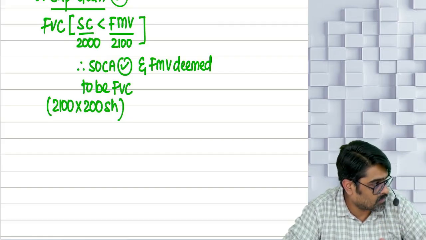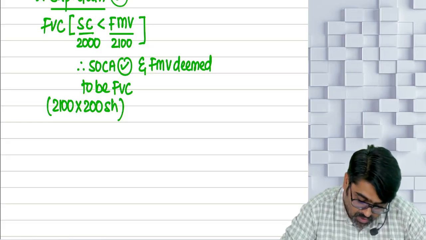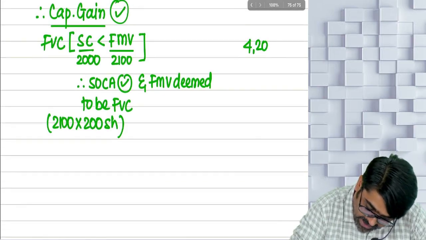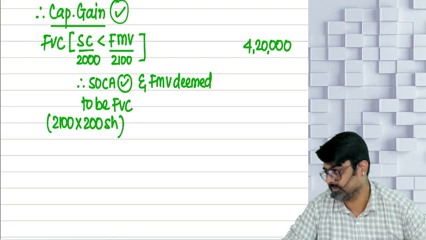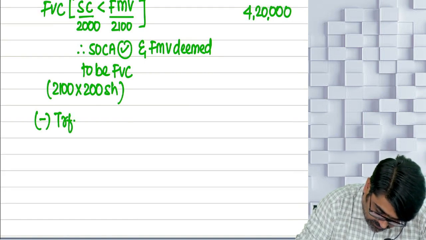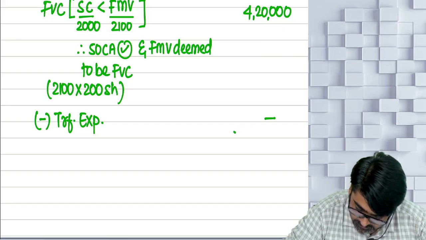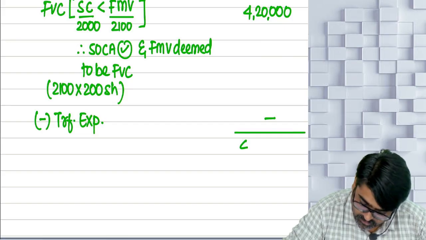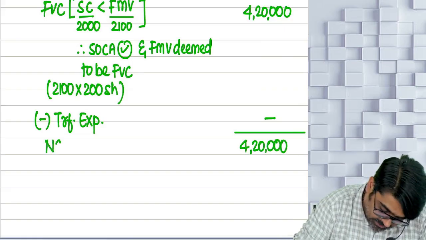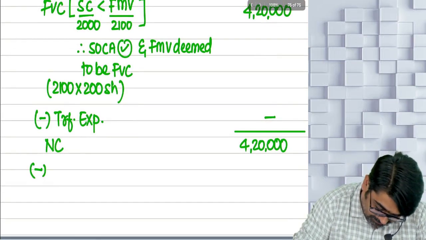So what will be the full value of consideration? 2100 into 200 shares. Yes or no? Tell me how much? 4 lakh? Good number. 4,20,000. Less what? Transfer expense. Gokul, any transfer expense, buddy? Any transfer expense? No. So net consideration is 4,20,000 minus what?